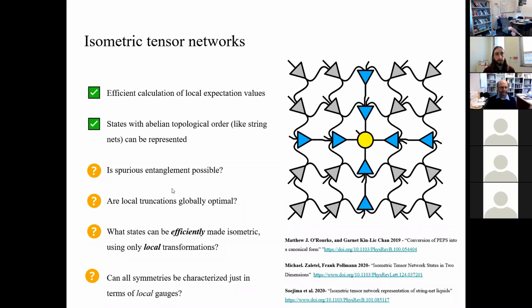In terms of their practical applicability, it hasn't really been investigated whether they can have spurious entanglement, whether local. You might want to move the feedback.